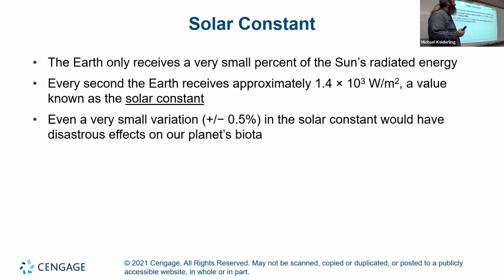Even a small variation in the solar constant would have disastrous effects on our planet, on the biota, like all the living things on our planet. Plus or minus 0.5%, sorry, would have disastrous effects. So while the sun will remain for another 5 billion years, it's expected to get a bit hotter in that process. So current life on Earth is sort of hosed in about 1 billion.